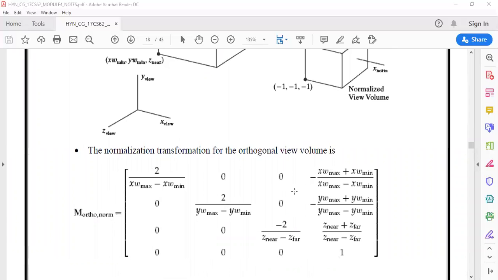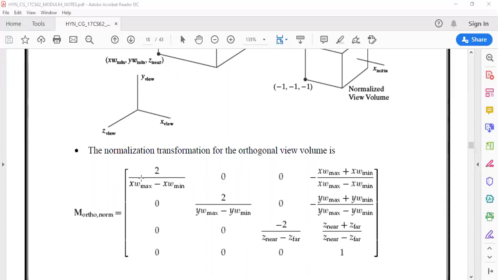This is the same transformation matrix we have seen in the case of window to normalized square. You can refer to page number 234, where we have a projection matrix for window to normalized square. The same thing we have written just by including the z coordinate.